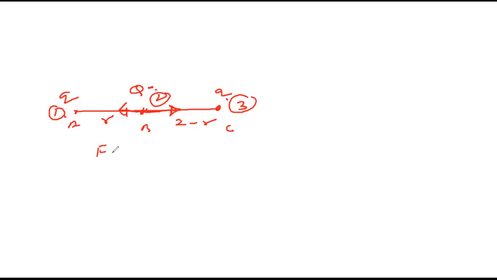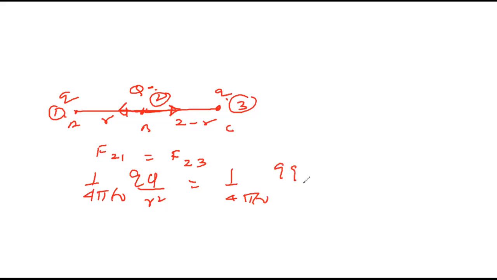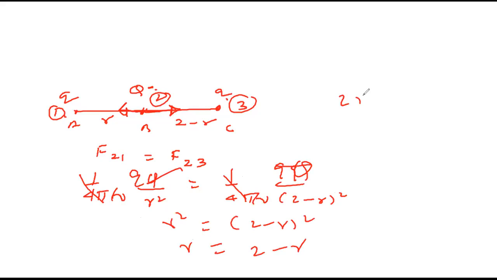So force acting on 2 due to first is the same as force acting on 2 due to third, which is nothing but 1 upon 4 pi epsilon QQ upon r square equals 1 upon 4 pi epsilon again QQ upon 2 minus r the whole square. To get the position, I am taking the center point. So 1 upon 4 pi epsilon q into q will get cancelled. We get r square should be (2 minus r) square. So r must be 2 minus r. 2r equals 2. r equals 1.